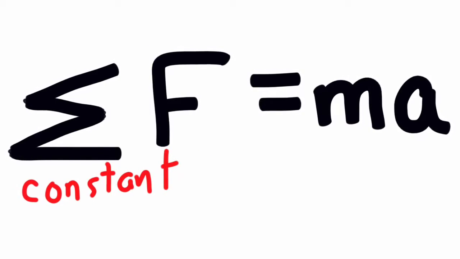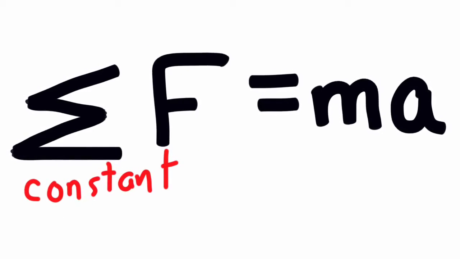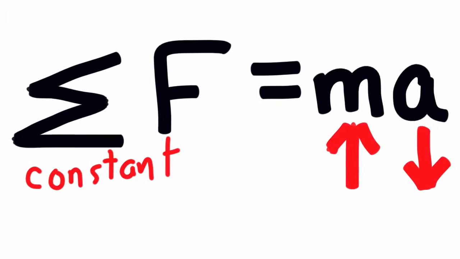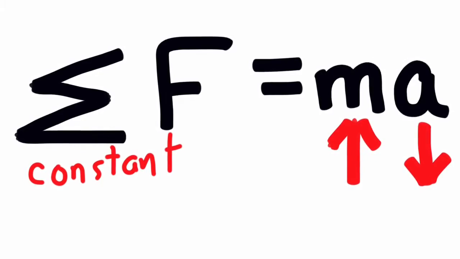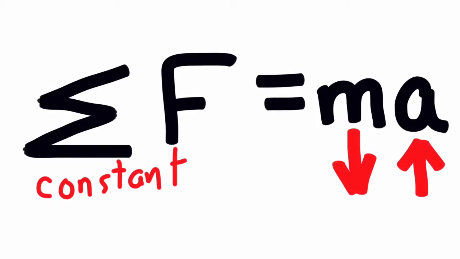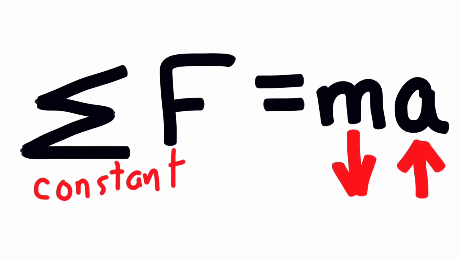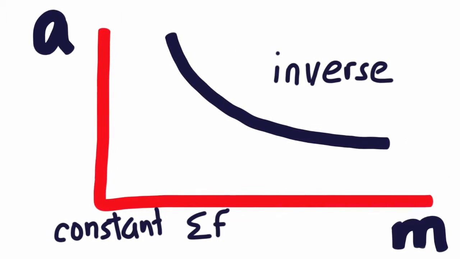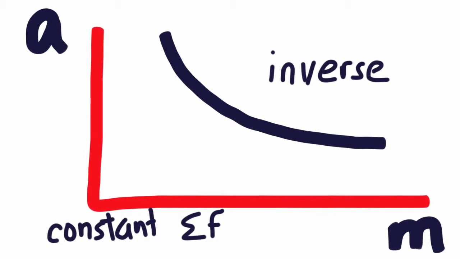Now for some mathematical relationships. Imagine that the net force is held constant. If the mass goes up for the constant net force, the acceleration will go down. It's kind of obvious. If the mass goes down, the acceleration will go up. These are inversely related. Here's the graph. You can see that as the mass increases, the acceleration decreases.